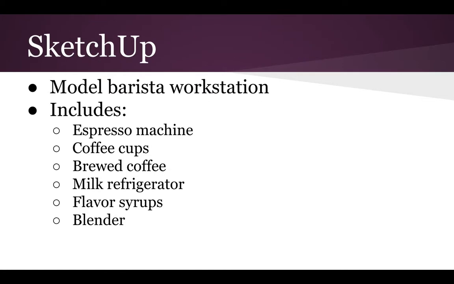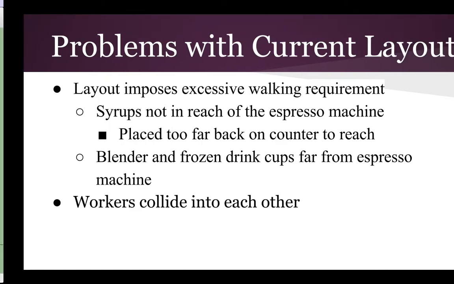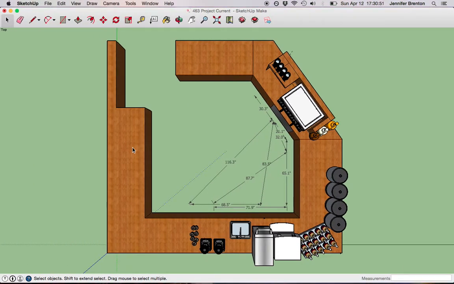In SketchUp, we modeled the barista workstation, which includes the espresso machine, coffee cups, brewed coffee, milk refrigerator, flavor syrups, and a blender. We limited our scope to only the equipment that the barista would use in a typical work shift. Everything else in the cafe we left out of the model because it's out of the scope of our project. The current layout looks like this.